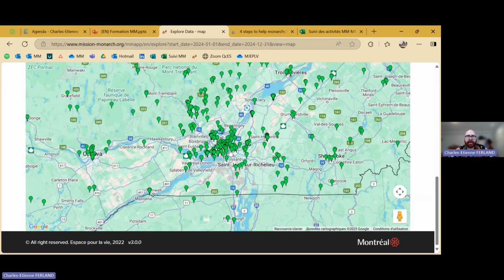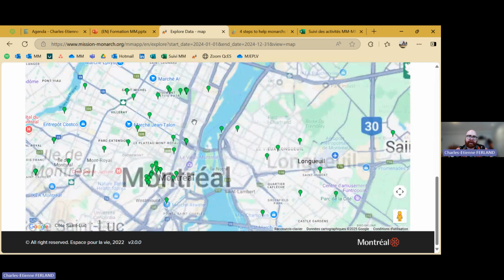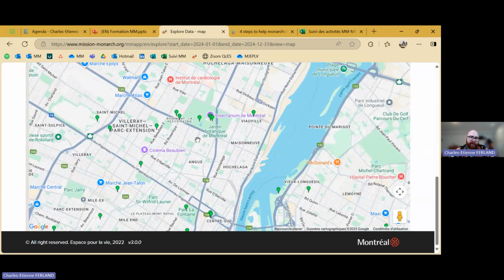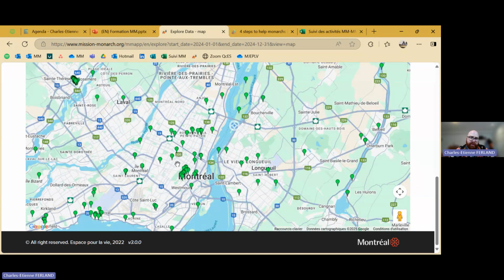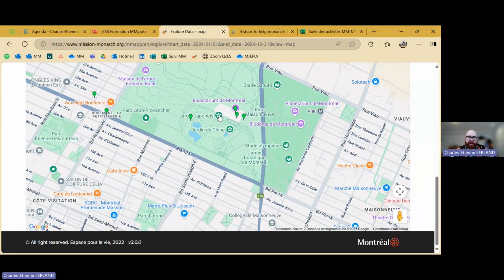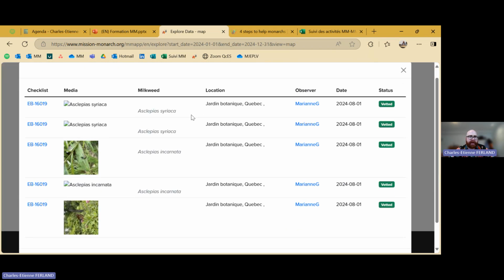So I'm in Montreal. I'll go look near the Insectarium de Montreal. I see that there were a couple surveys done here. If I'm zooming out, I can see that there are some hotspots here and here. This is Mont Royal Park. But let's take a look at the Montreal Insectarium here. I'm picking this data point, and it shows me that is the checklist EB 16019.